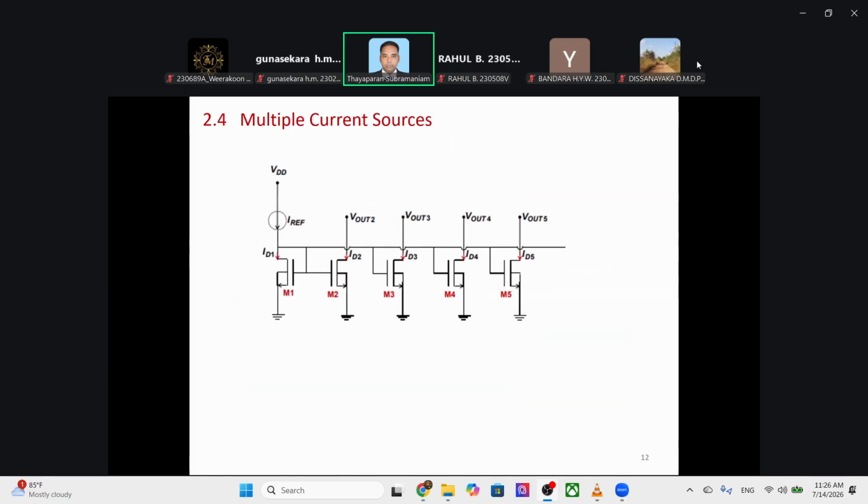Okay, let's continue. Multiple current sources. That means you may want to have different current sources from the simple reference. All we have to do is have a different W over L ratio, because this is giving the reference. Therefore, by carefully changing the W over L ratio, we can have multiple current sources. Sometimes some circuits need different current sources.